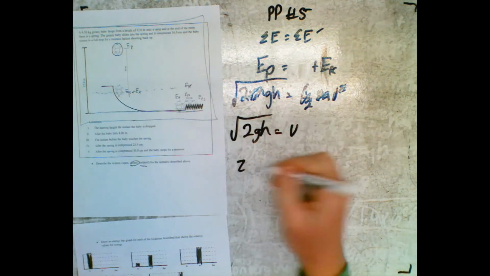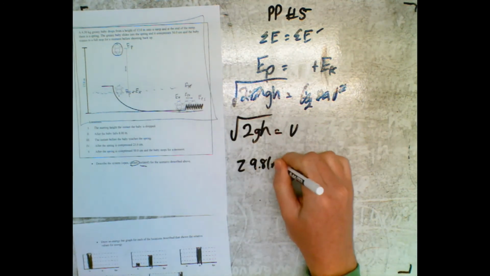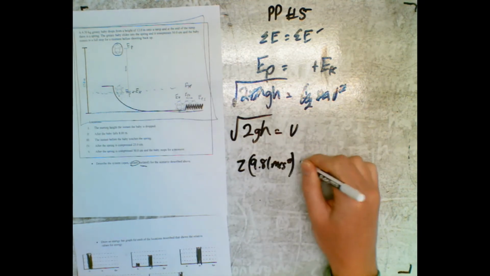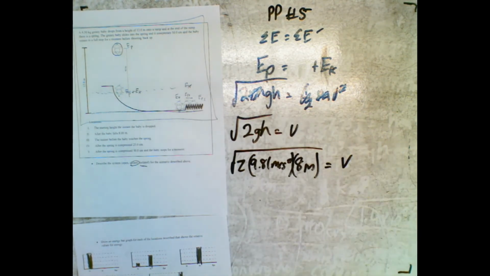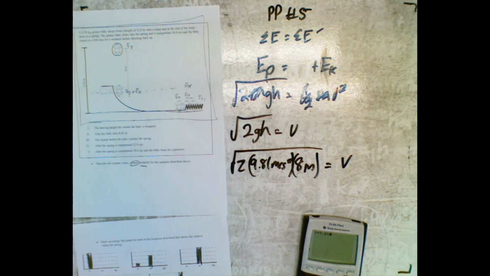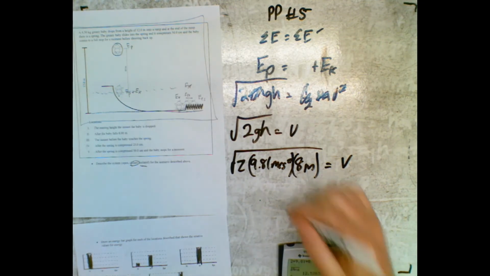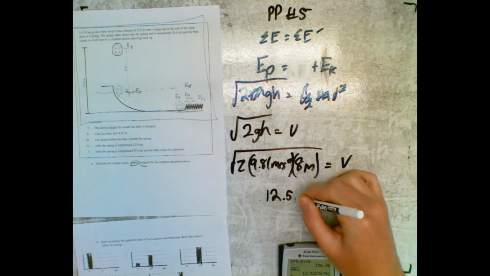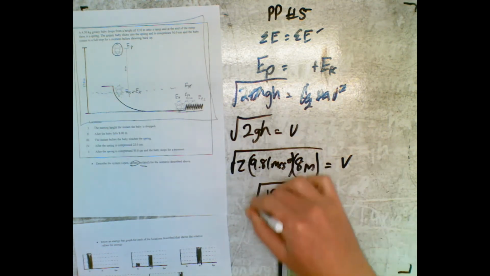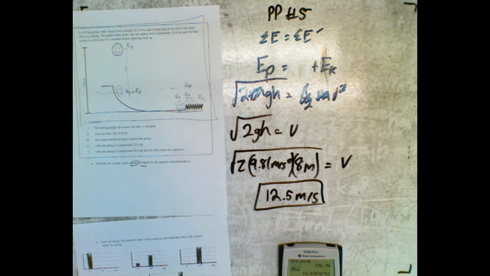So it's going to be 2 times 9.81 meters per second squared, and we are 8 meters above our reference point, and we have to square root it. So 2 times 9.81 times 8, all square rooted. So the baby's going to be going, looks like we have 3 sig digs in the question, 12.5 meters per second at location 2. Okay.